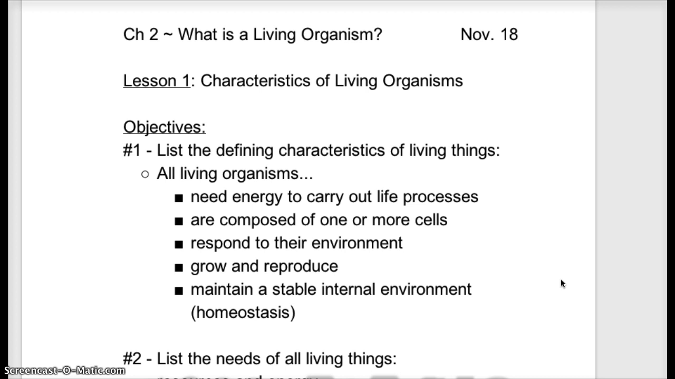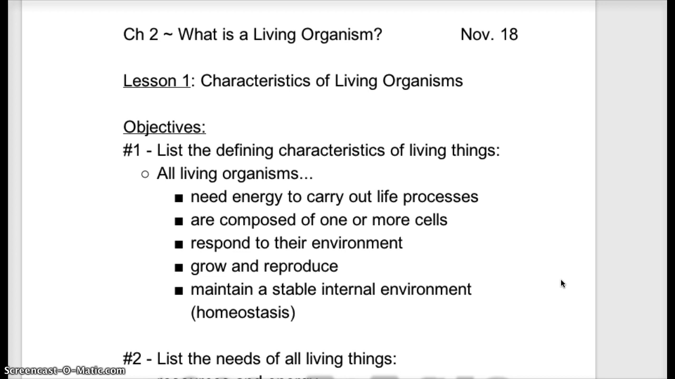The fourth one, all living organisms grow and reproduce. Without being able to get larger, without being able to create and reproduce more organisms, you would find the end of the line as far as that organism's family history would go. And then the last characteristic all living organisms have is that they're able to maintain a stable internal environment. The term that we use to describe a stable internal environment is homeostasis.